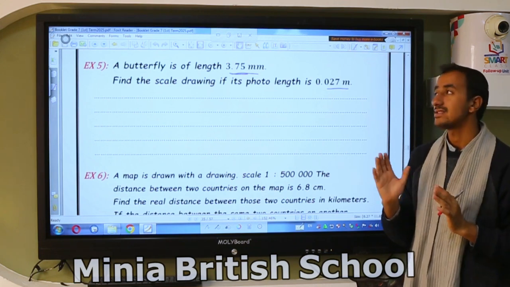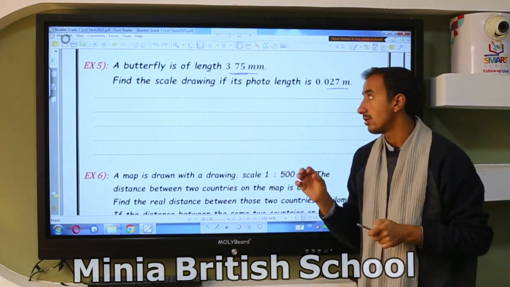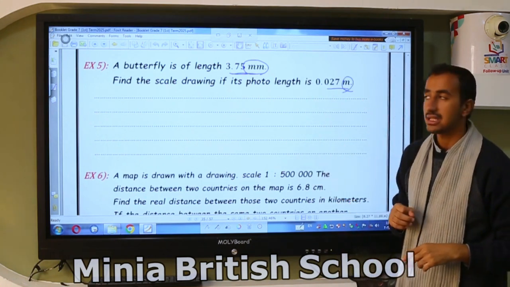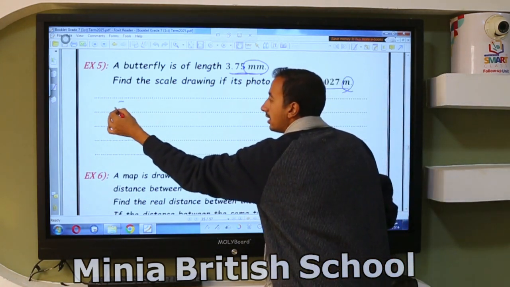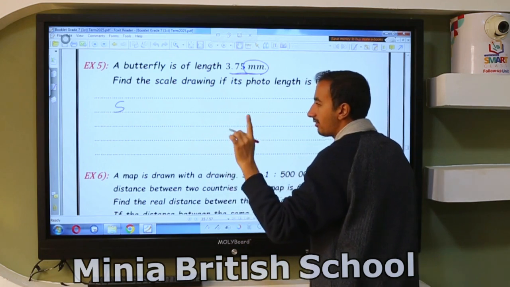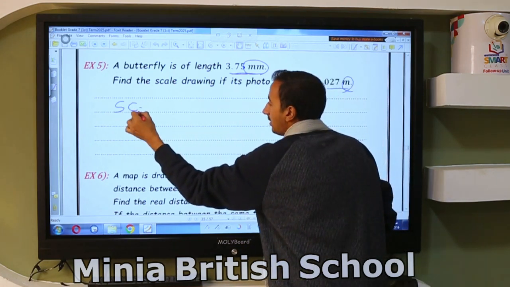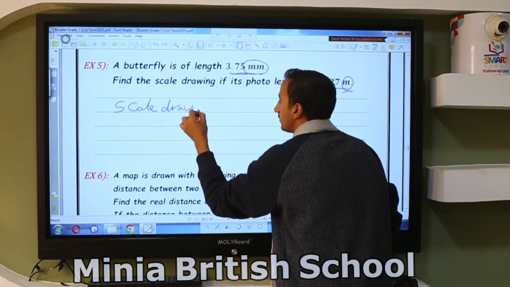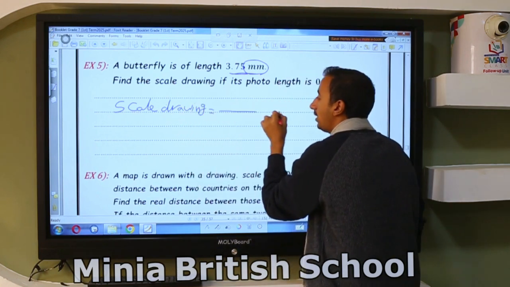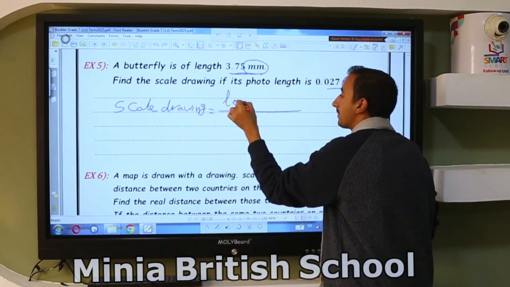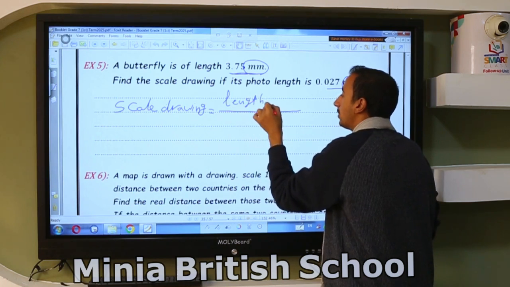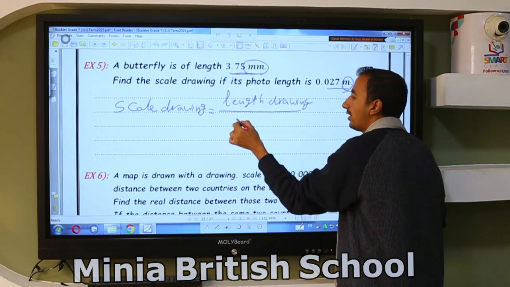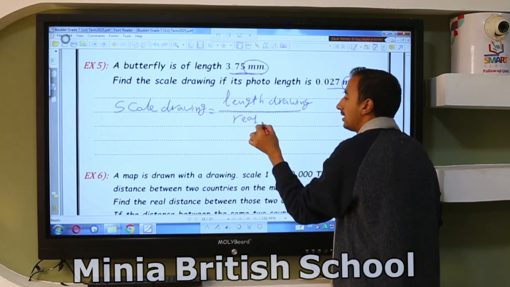Ratio has the same unit, but I have here millimeter and here meter. So first step, you can write the rule: scale drawing equals length in drawing over real length.